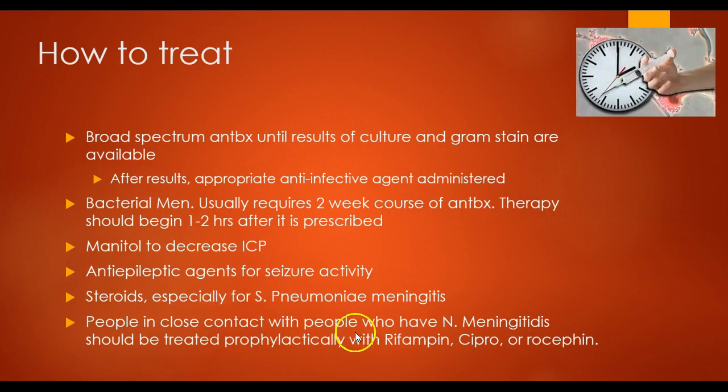People in close contact with people who have N. meningitis should be treated prophylactically with rifampin, cipro, or rocephin. So again, let's say that we get this college age student, or this Boy Scout that went on a week camping trip with the rest of his troop. He had N. meningitis. The rest of his troop or the rest of the people in that dorm might be treated with prophylactic rifampin, cipro, or rocephin.